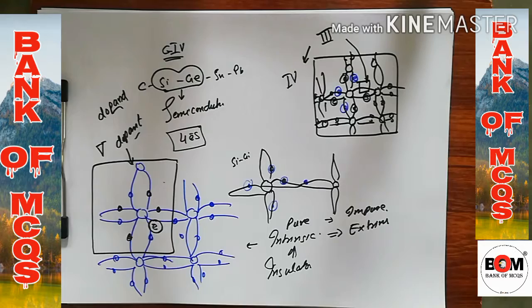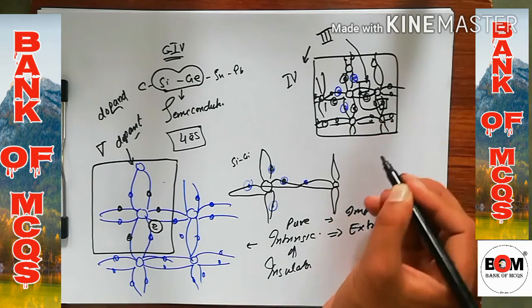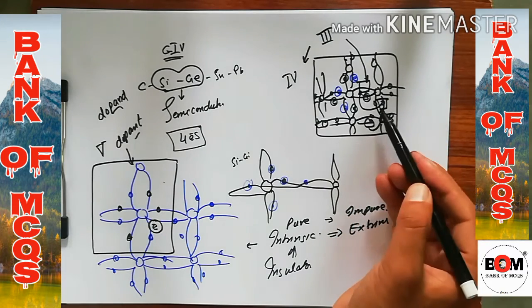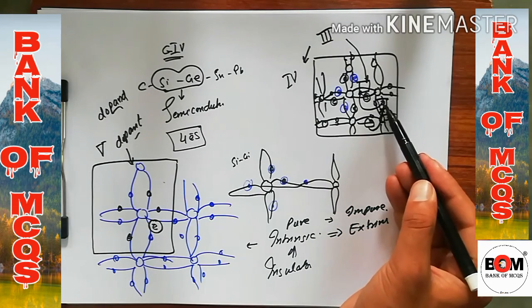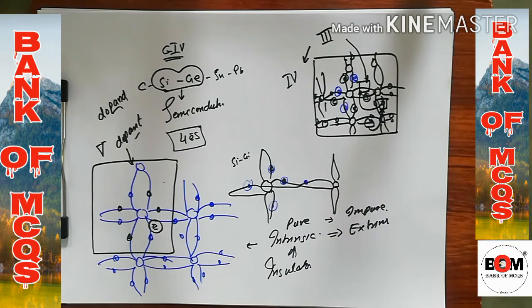Now to fill this hole, an electron will come from here. Now a new hole will be created, so this electron will start moving to this. So as the hole moves, it means the electrons are moving. Electron moves, hole is moving. So this is also responsible for current motion. This is called doping, and the substance we add is called a dopant.